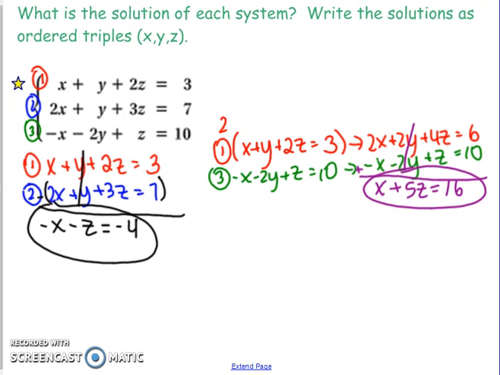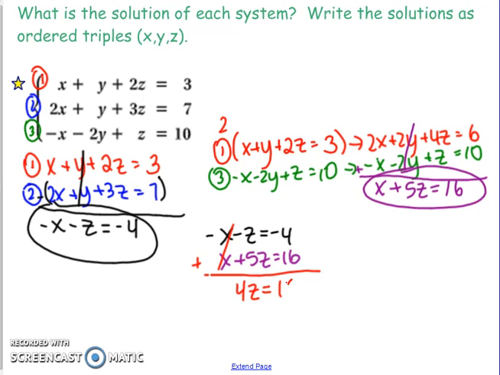So I'm going to now stack the 2 that I had. So I have -x minus z equals -4. And I'm stacking that with x plus 5z equals 16. So here, the x's are already the same. They both have the same coefficient, and they're opposite signs. So right from here, I can add these together. These are going to cancel out the x's. And now I have a -z plus 5z, so that's 4z. And then -4 plus 16 is going to give me 12. And if I divide by 4, I get z equals 3.